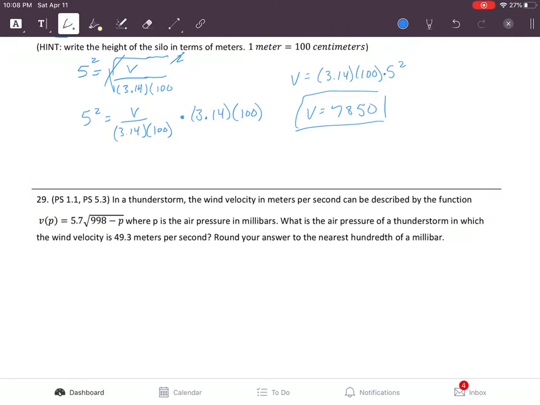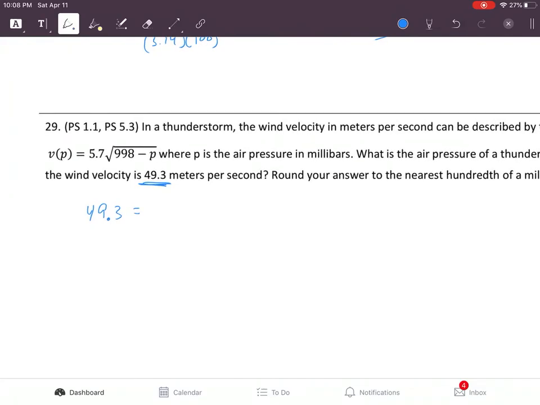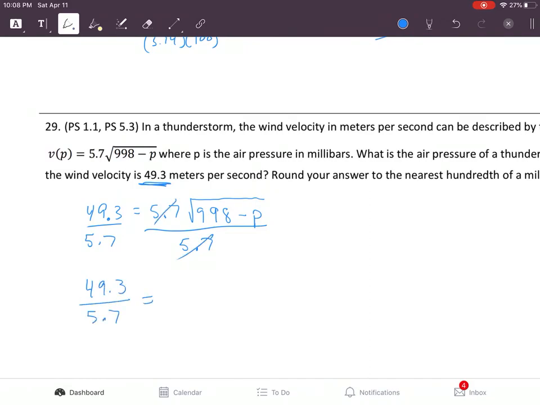Okay. We're told the wind velocity is going to be 49.3 meters per second, and that's what the VP is. So we put 49.3 is equal to 5.7 times the square root of 998 minus P. So we're looking for what P is. Okay, so to get the square root sign by itself, the first thing to do is divide by 5.7. So we have 49.3 divided by 5.7. These will cancel, and you're left with the square root of 998 minus P.